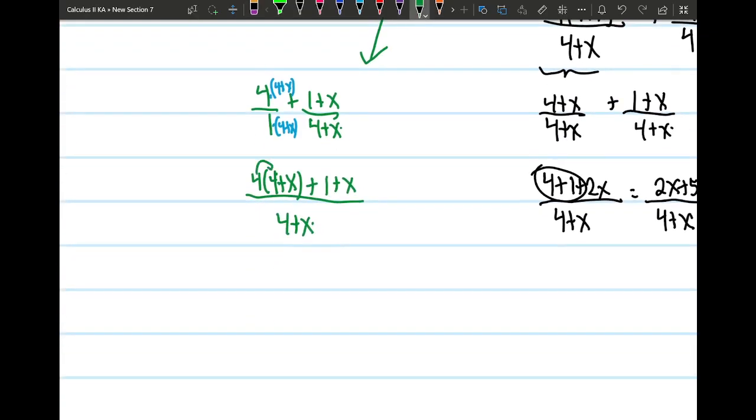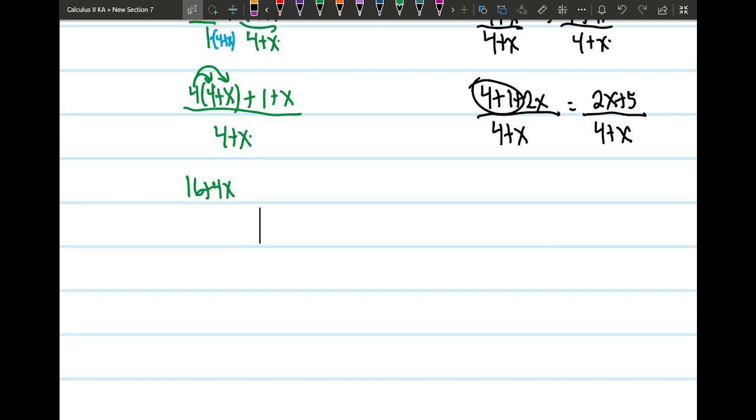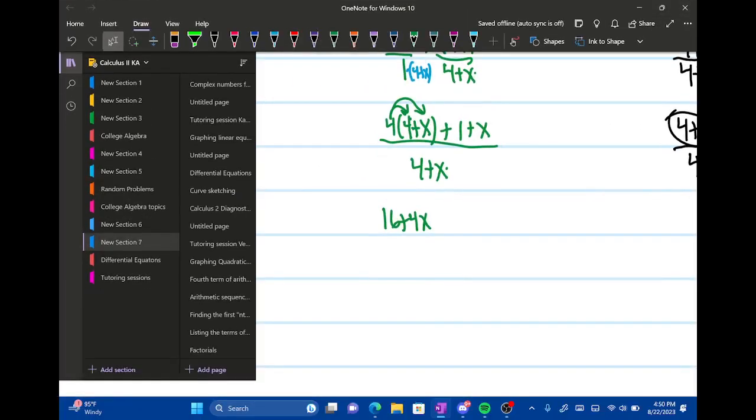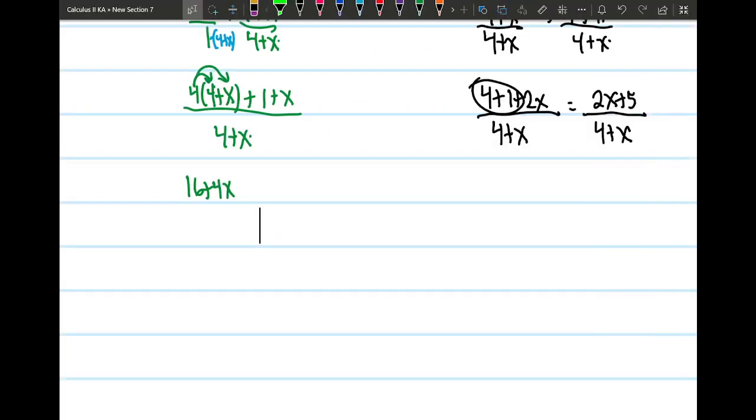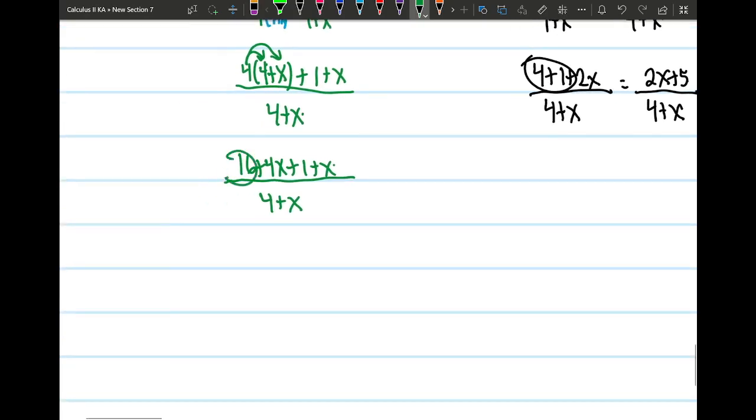And now if I distribute, I will get 16 plus 4x plus 1 plus x. So, give me a second, guys. So it's going to be plus 1 plus x over 4 plus x. And then, let's see here. So these two are going to combine. So we have 17 plus 5x over 4 plus x.